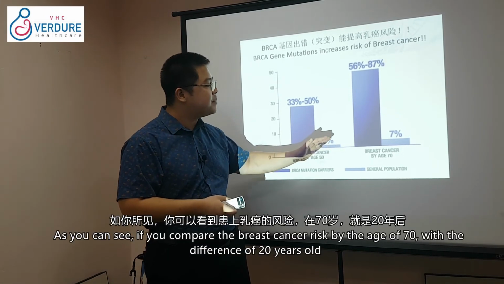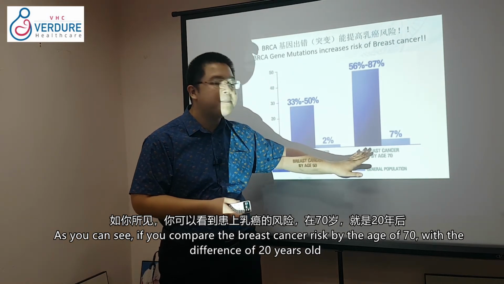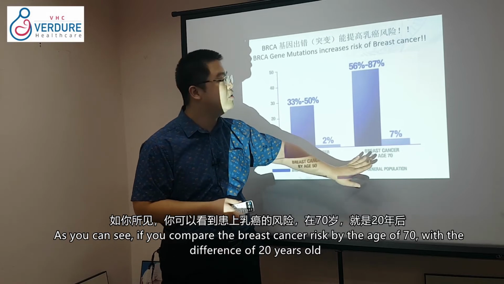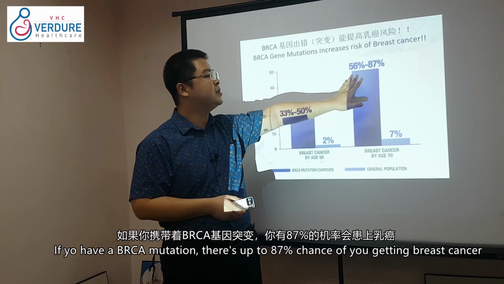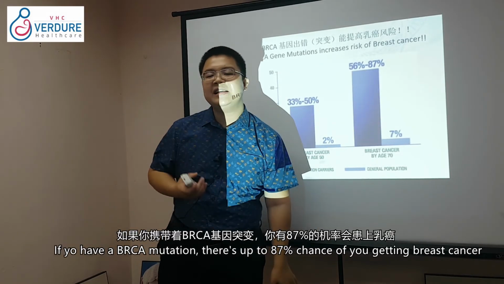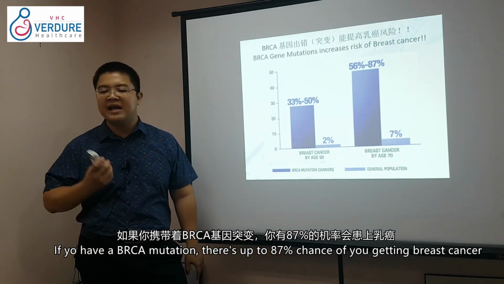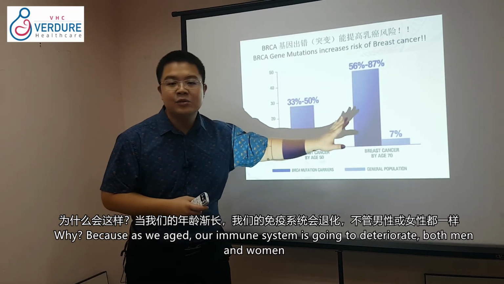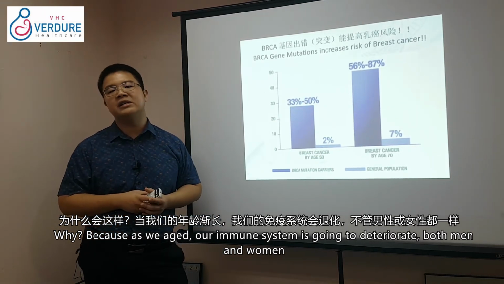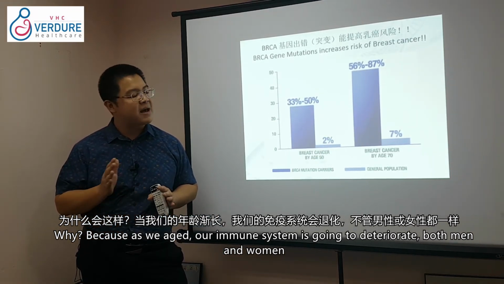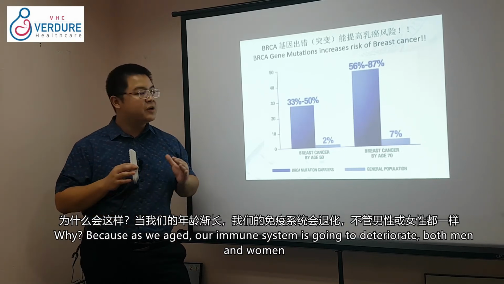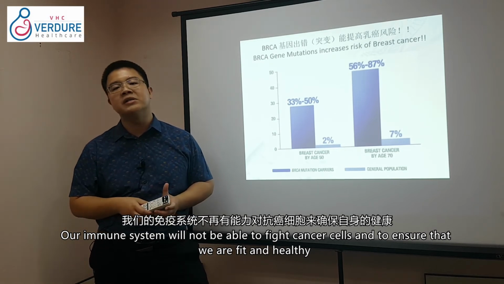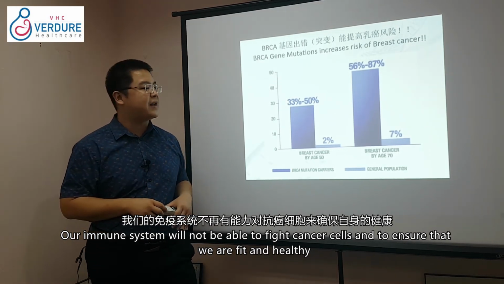But as you can see, if we compare breast cancer by the age of 70, it's just a difference of 20 years. If you have a BRCA mutation, there is up to an 87% chance of you getting breast cancer. Why? Because as we age, our immune system is going to deteriorate, men and women. If that happens, our immune system wouldn't be able to fight cancer cells and ensure that we are fit and healthy.